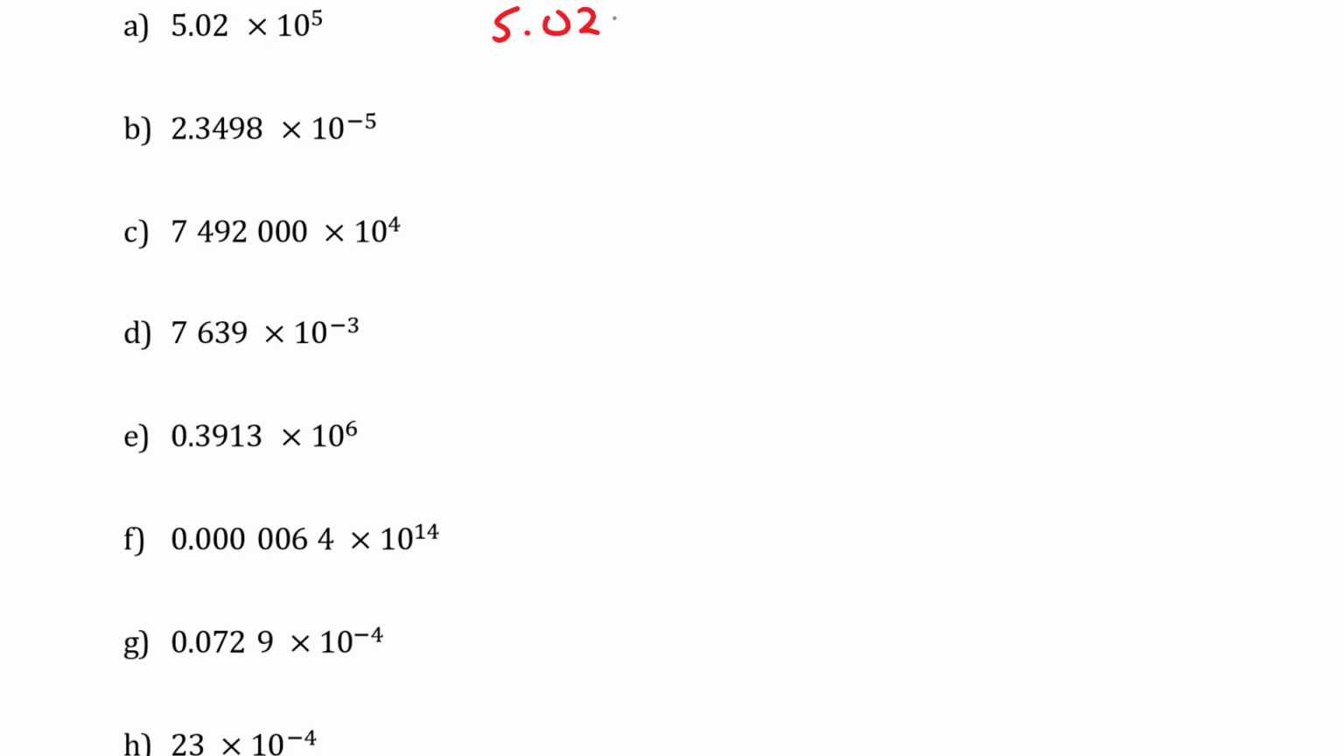5.02 times 10 to the 5. This number is going to get a lot larger. So we move the decimal over. 1, 2, 3, 4, 5. Fill in zeros as placeholders, giving me 5, 0, 2, and then 3 zeros afterwards.